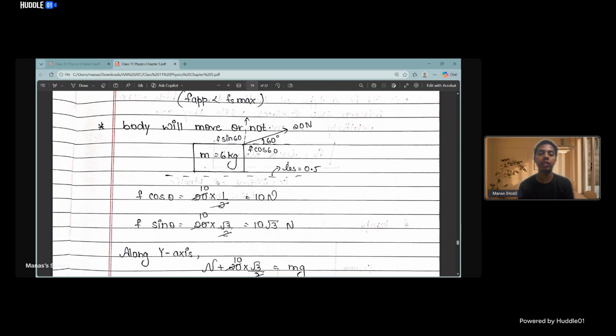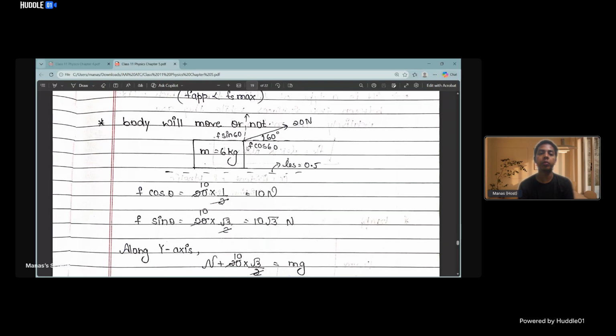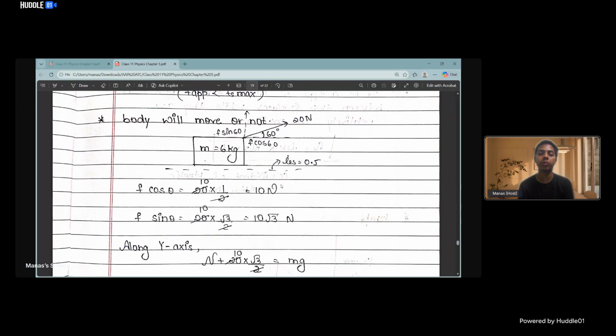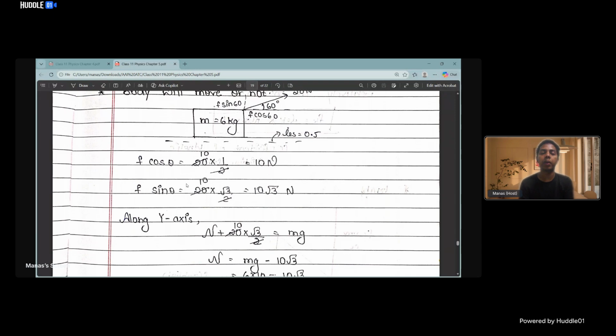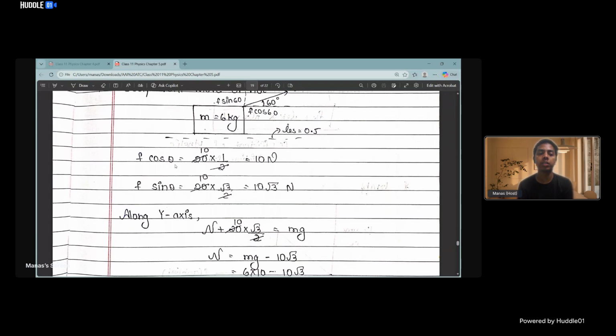Another example, we'll see if the body will move or not. There is a force of 20 Newton applied at an angle of 60 degrees, and the mass of the body is 6 kg, and the friction coefficient between the two surfaces is 0.5. So we take components of the force, F cos 60 and F sin 60. Now we apply equilibrium. F cos theta equals 20 into half, since theta is 60, so it is 10 Newton.